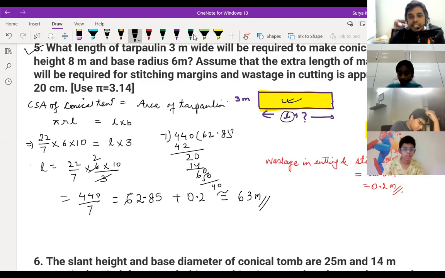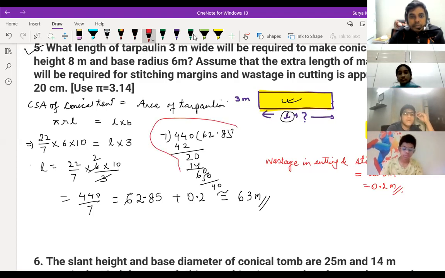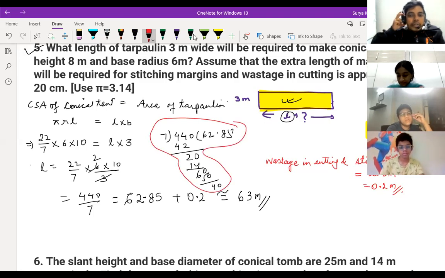So shall I move further, children? Is it clear to everyone? Yes, sir. Sir, it's 62.105. Yes, sir. When we add 62.85 plus 6 plus 0.2. Okay, we have approximated. We have rounded it off. Then we get 63 point something.